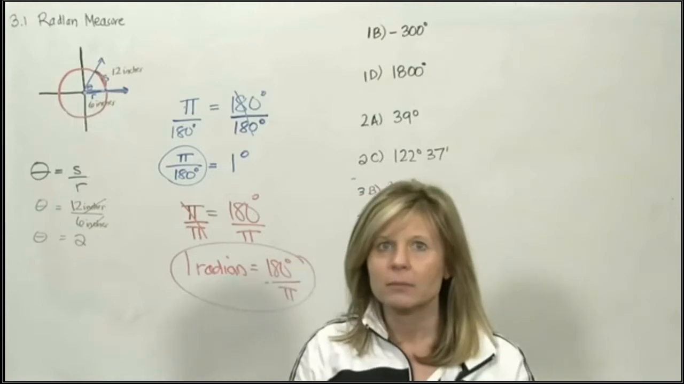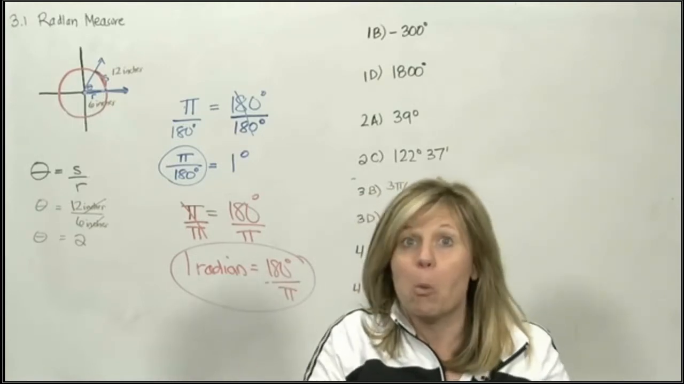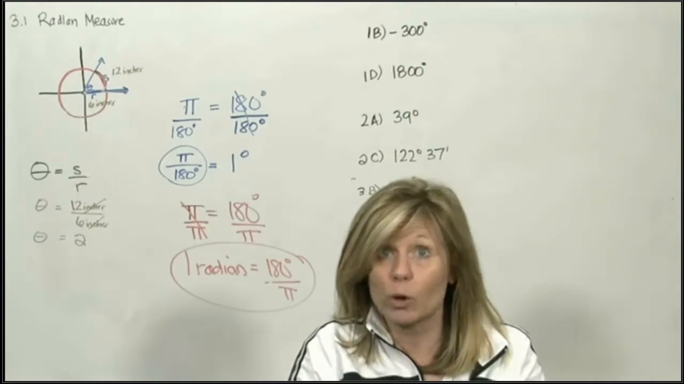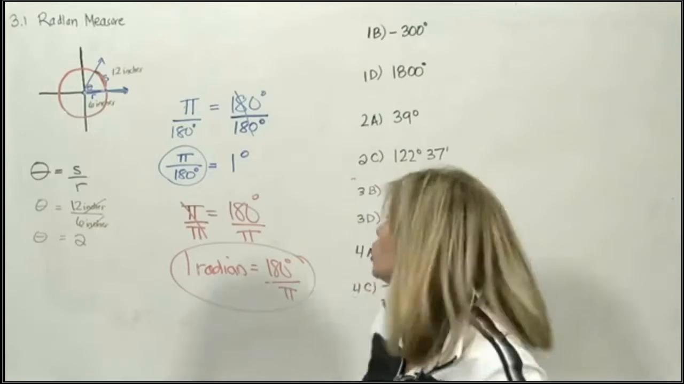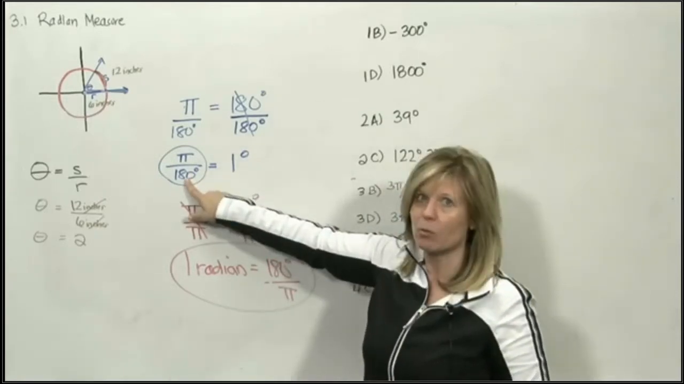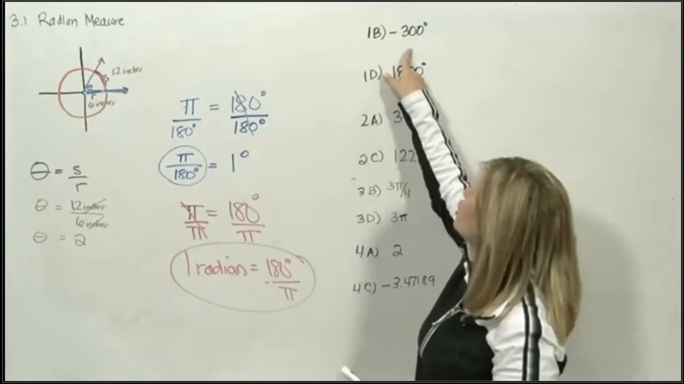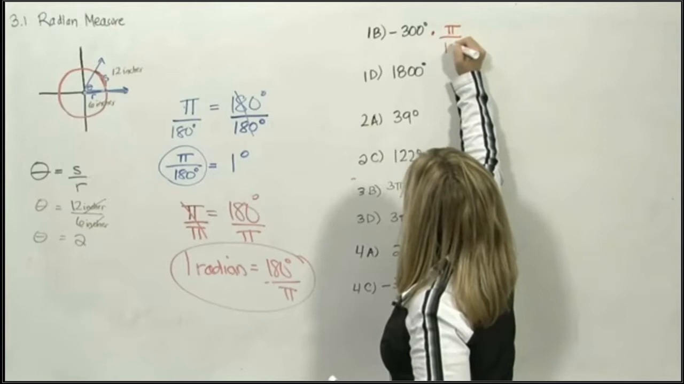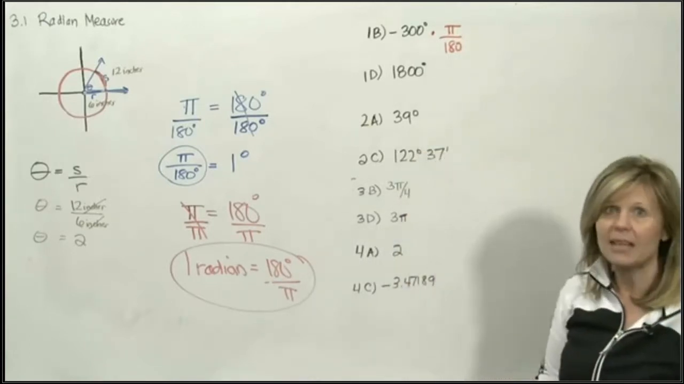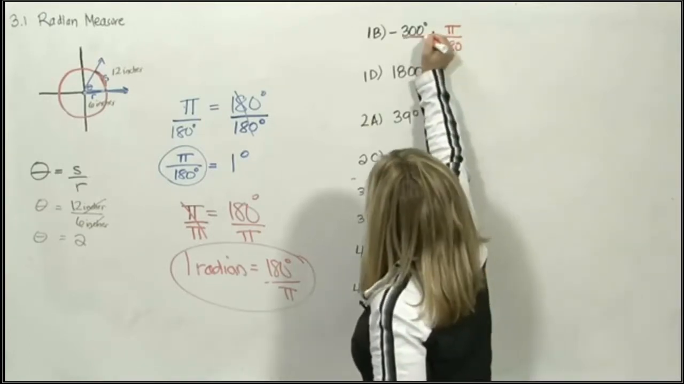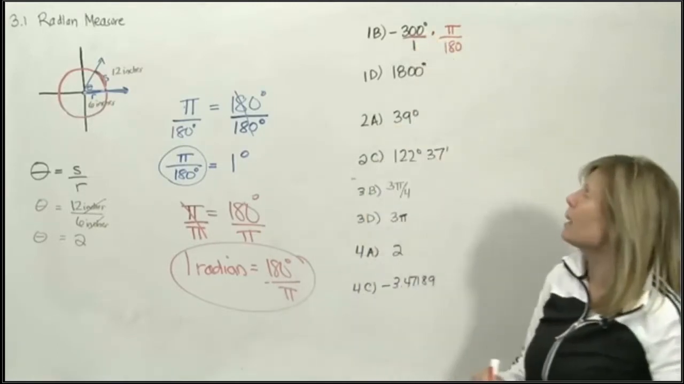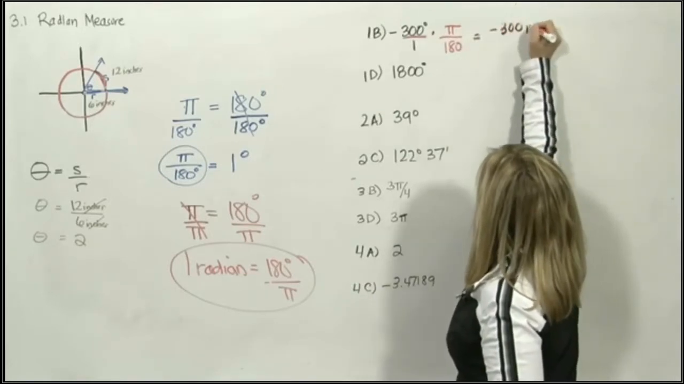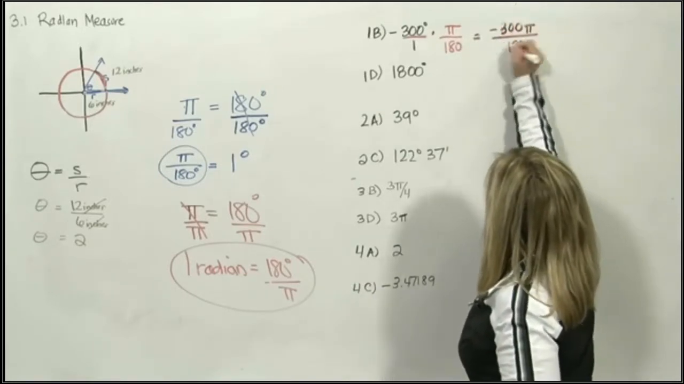Well, think about it. If, I don't know, 1 pair of jeans costs $50, how much would 4 pairs of jeans cost? Wouldn't you multiply 4 times 50? So if 1 degree equals this many radians, pi over 180, then to change 300 degrees into radians, that's what we're going to do. We're going to multiply by pi over 180. That's all. Now, I'm going to make 300 degrees, negative 300 degrees a fraction by putting it over 1 because I know to multiply fractions, it's top times top and bottom times bottom.